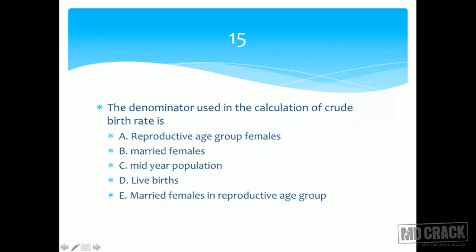The next question is: the denominator used in the calculation of crude birth rate is, and the answer is mid-year population. The question itself answers it. The question says the denominator used in the crude birth rate. Why is it crude? Because I don't have a specifier. That is why it is crude. So the denominator automatically becomes the mid-year population.